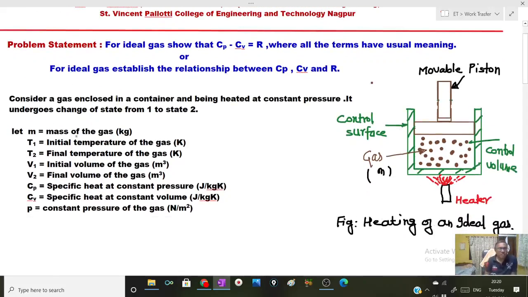Let small m is equal to mass of the gas being heated in kilogram, capital T1 initial temperature of the gas in Kelvin, capital T2 final temperature of the gas in Kelvin, capital V1 initial volume of the gas in meter cube, V2 final volume of the gas in meter cube, Cp specific heat at constant pressure in joule per kg Kelvin, Cv specific heat at constant volume in joule per kg Kelvin, and small p is constant pressure of the gas in Newton per meter square or in Pascal.